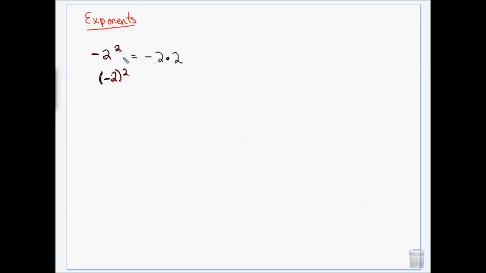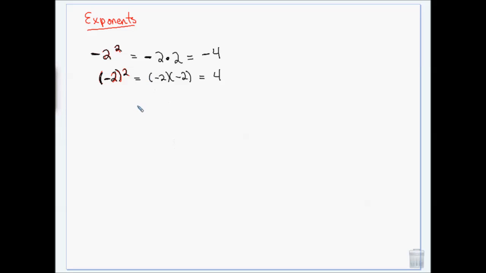That negative is not being affected by the exponent. Exponents only affect what they're directly touching. So this negative right here is just hanging out. It's just there. It's a lurker. This is negative 2 times negative 2. So outside of the parentheses, I get a negative answer. Inside of the parentheses, I'm getting a positive answer.